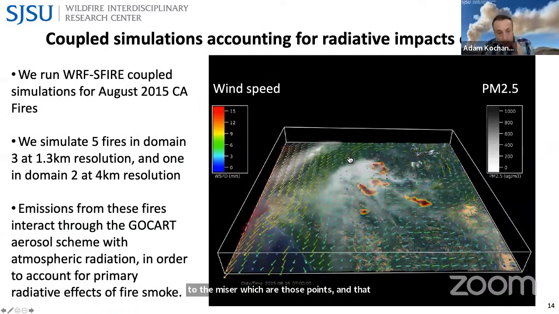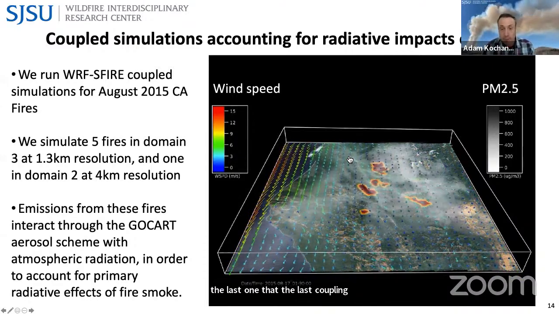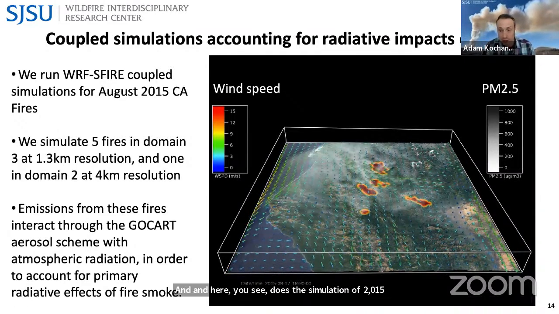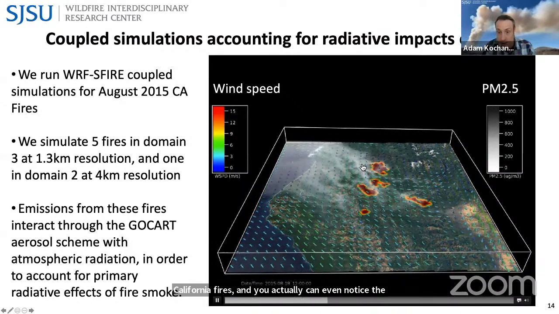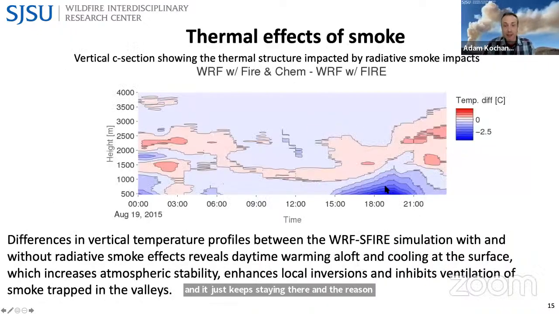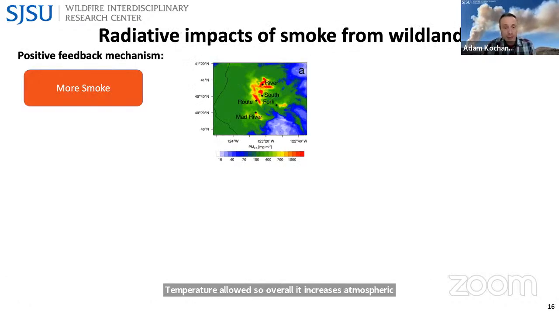And that leads me to the last coupling mechanism, which is through the chemistry. And here you see the simulation of 2015 California fires. And you can even notice the stagnant smoke in the valleys that is almost trapped, and it just keeps staying there. And the reason for that is that the smoke itself reduces temperature near the ground, and that's what you see here on the plot. And it increases a little bit temperature aloft. So overall, it increases atmospheric stability. And then what happens is that we have more smoke in the atmosphere.